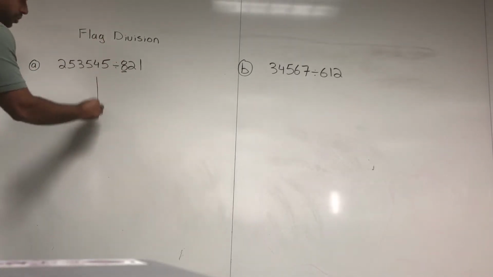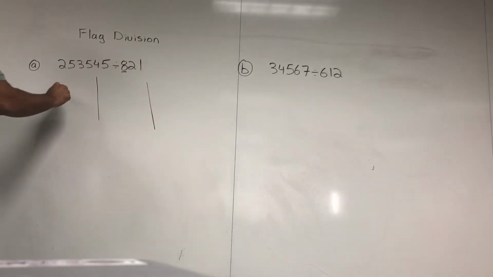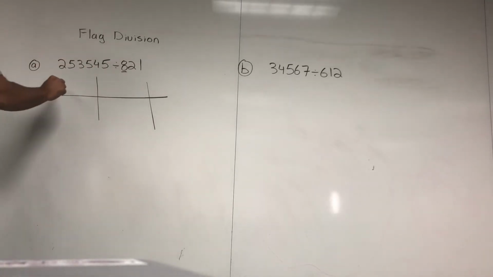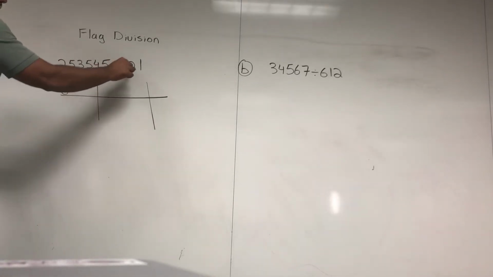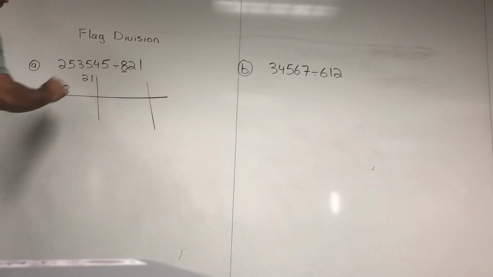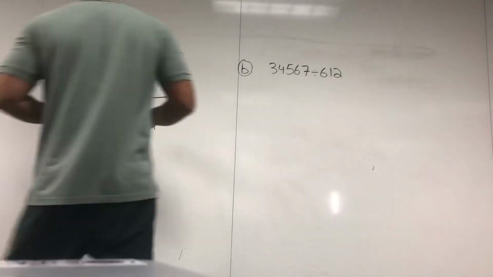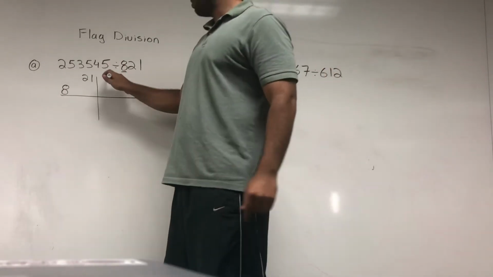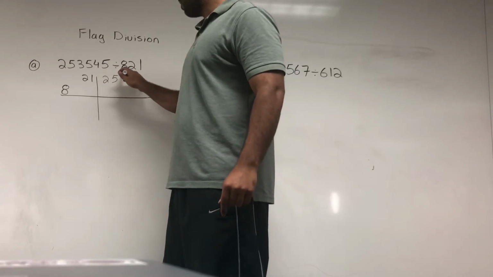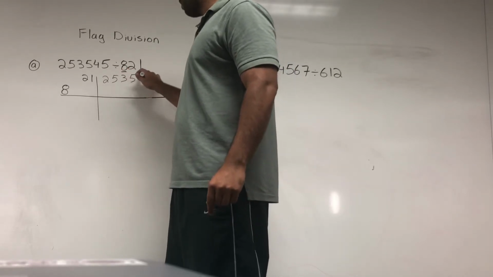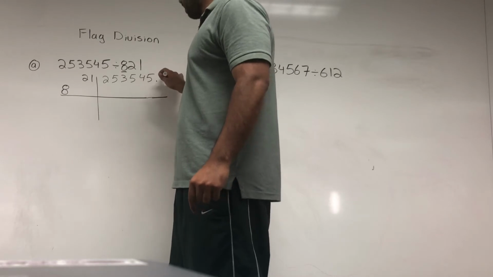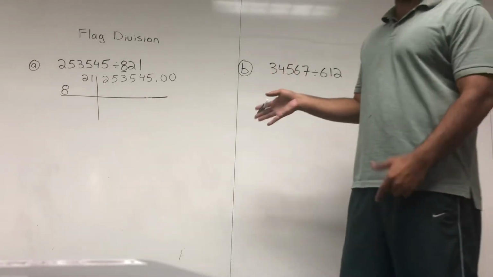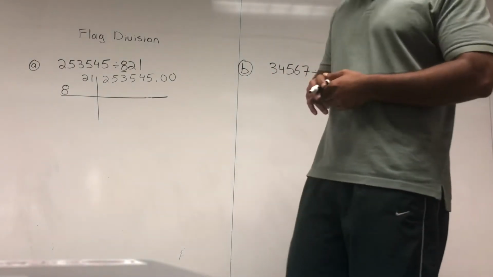First thing we're going to do is draw two vertical lines, then I'm going to draw a horizontal line. Okay? I'm going to put the first digit of the divisor right here, and I'm going to put two digits right here. They're called the flagged digits. I'm actually going to find the decimal, so I don't need this. And then I put my dividend 2, 5, 3, 5, 4, 5. Let's put a couple of decimals afterwards. So that's really important. We haven't even done any actual math, but that's the setup.